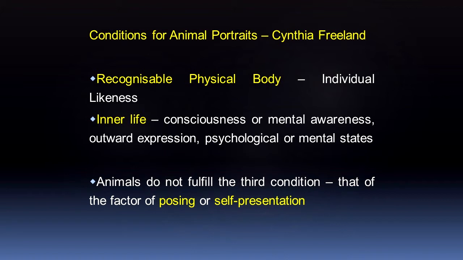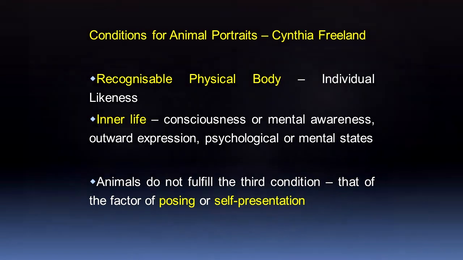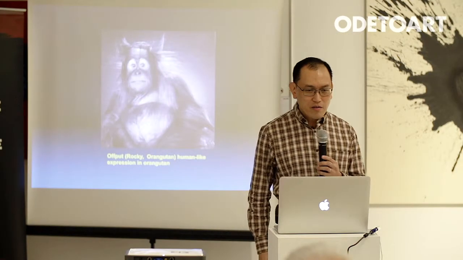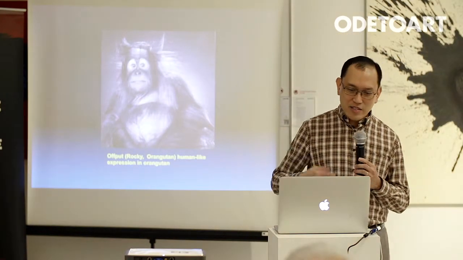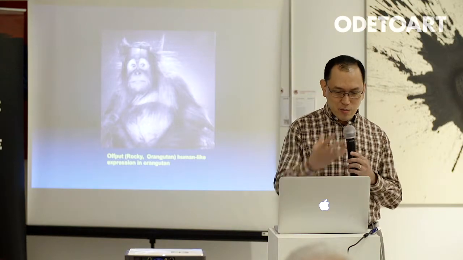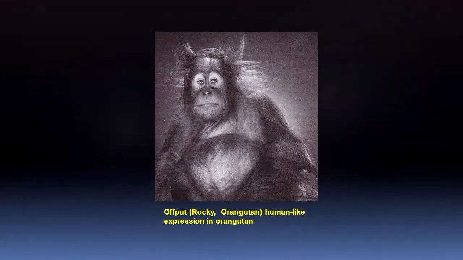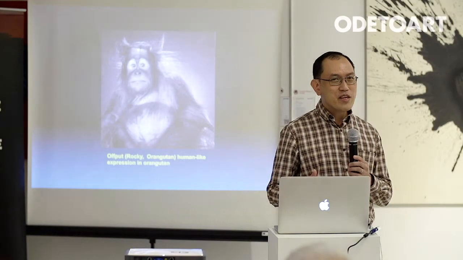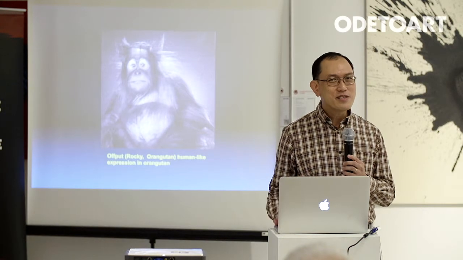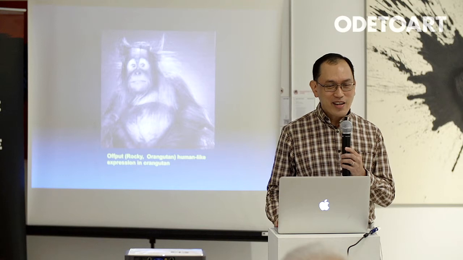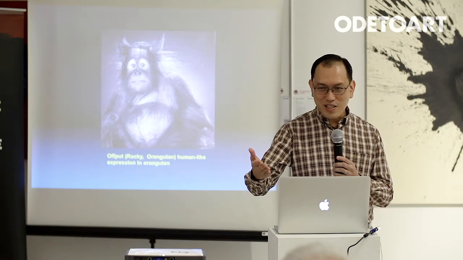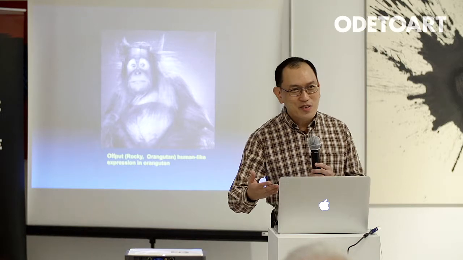So it comes back to that selfie taken by the monkey. Is the monkey really posing for the camera? For example, a very human-like expression you see there. It's as if this orangutan, called Rocky, is posing for the camera. But is it really posing? Is Rocky aware that he's having his portrait taken? Can he say after that, it doesn't really look like me?